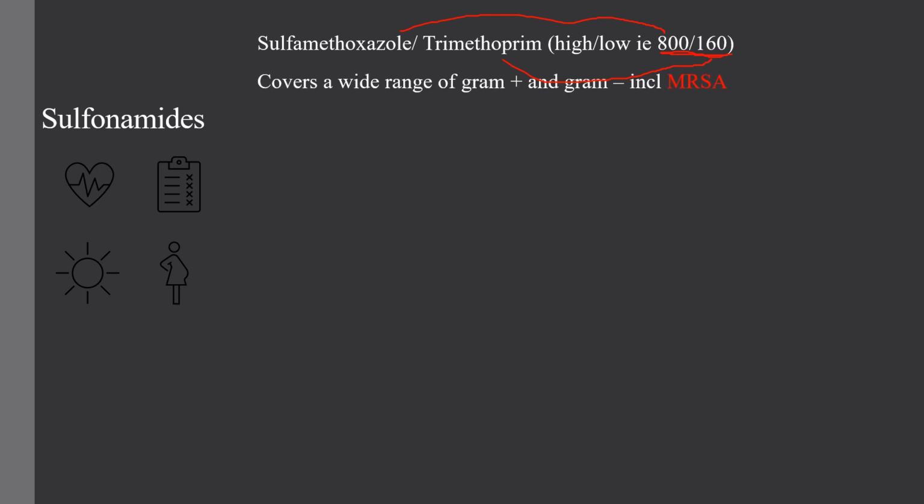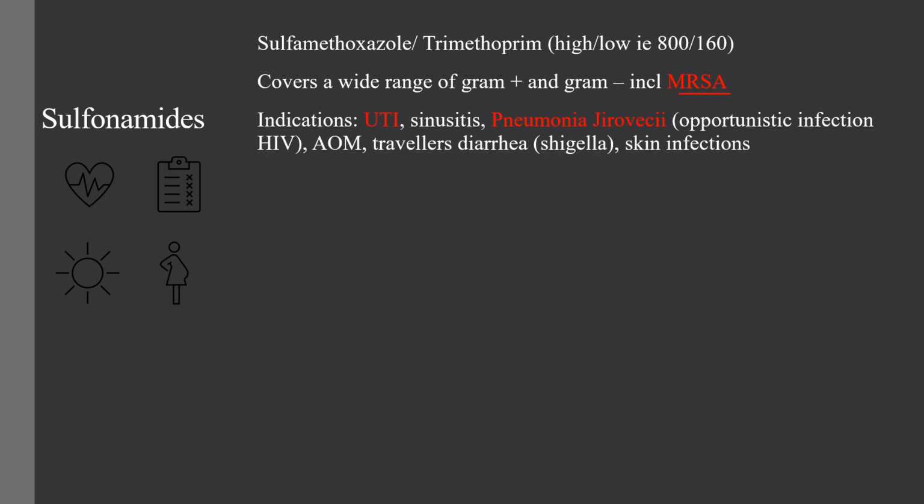So it covers a wide range of gram positive and gram negatives, including MRSA, which is really important. So indications you can use this for are UTI, sinusitis, and Pneumocystis jirovecii pneumonia. And Pneumocystis jirovecii is usually seen as an opportunistic infection.